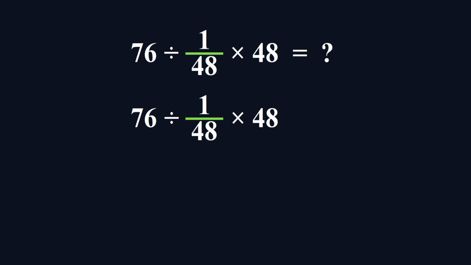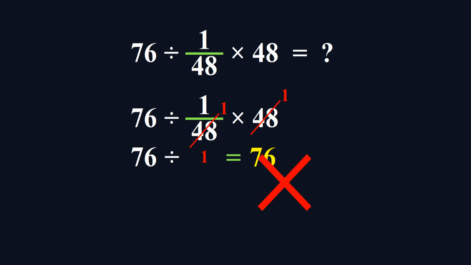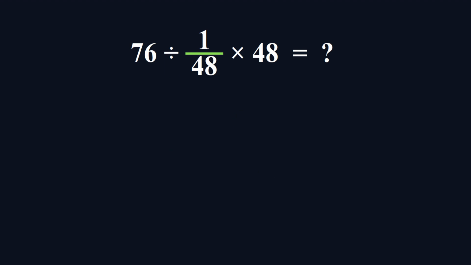We have 48 divided by 48, which equals 1. So here we have just 1, and 76 divided by 1 equals 76. But this answer is not correct because according to the order of operations, we have to do this division first, not this multiplication. So let's start the correct solution.